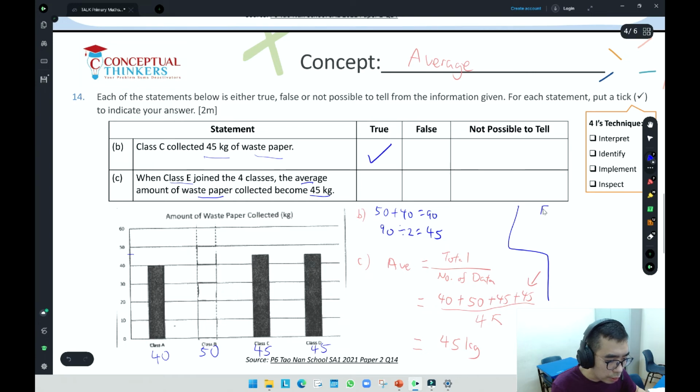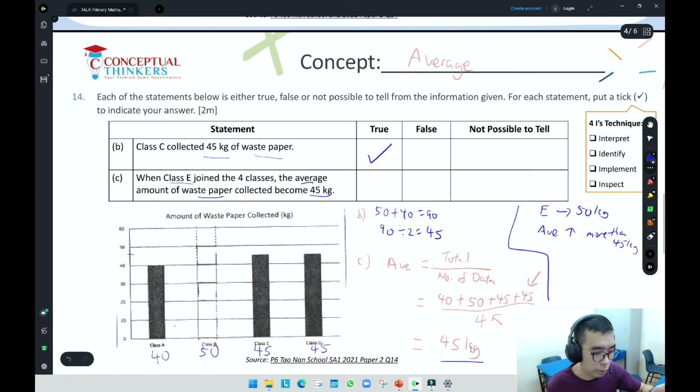So if class E is more than 45, let's say that class E is 50 kg in terms of the waste paper. So what will happen is the average will increase to more than 45 kg, right? Because currently the average for the 4 classes is 45 kg. So if I add in one more class and that amount of waste paper is more than 45, that will definitely push up our average, right? So if it's more than 45, yes, then we will have higher than 45 in terms of the average.